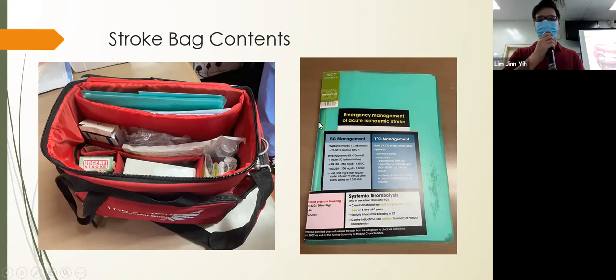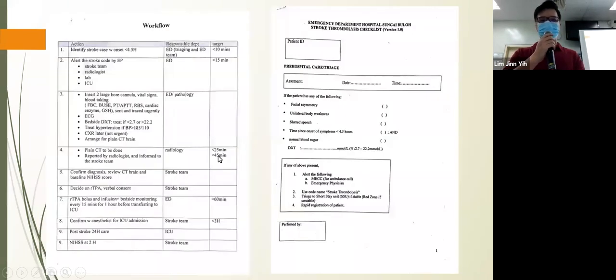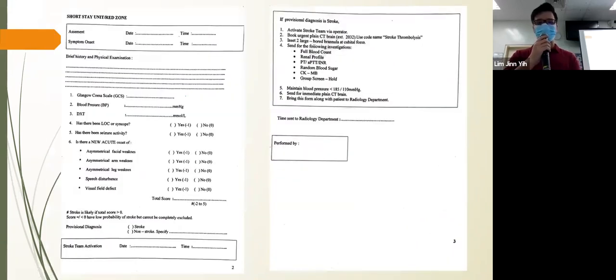Inside this file, this is the similar workflow as just now. It shows the role of our ED team, stroke team, and also radio team. There are also some forms to guide us. This is for the pre-hospital care, the FAST mnemonic. And for our ED, what we have to do is fill up this, which is similar to the ROSIER. Besides that, there are also binders.